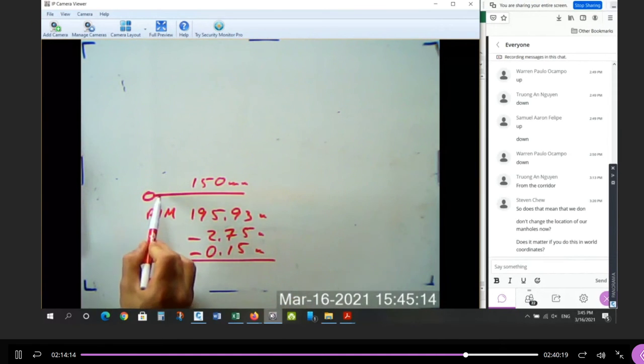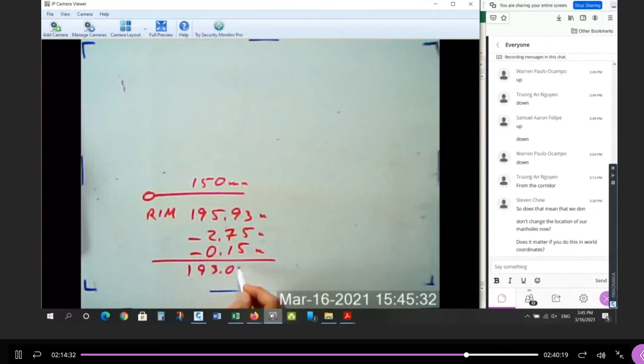So that gives me the invert at the start of this pipe. So get out your calculator and do the math. 195.93, subtract 2.75, subtract 0.15, and I get a start invert for that first pipe of 193.03. 193.03 meters. Okay, anybody want to verify that? Double check, make sure the math is right.